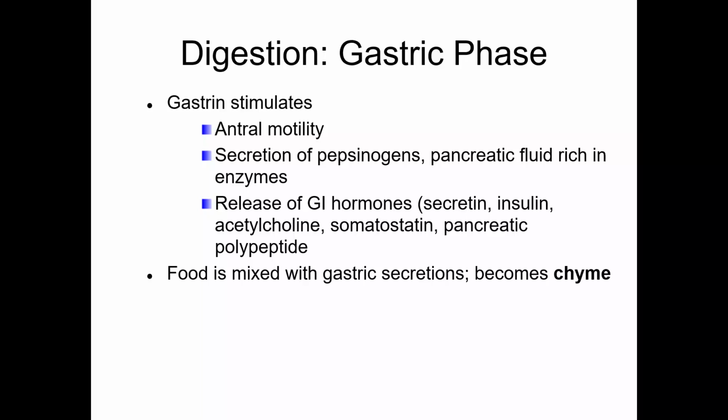Gastrin stimulates antral motility, secretion of pepsinogens, pancreatic fluid rich in enzymes, the release of GI hormones, secretin, insulin, acetylcholine, somatostatin, pancreatic polypeptide, and food is mixed with those gastric secretions and is turned into chyme.